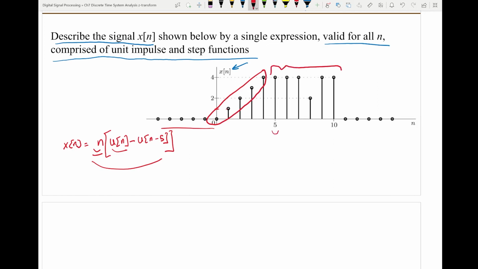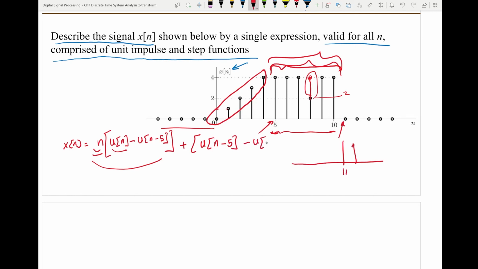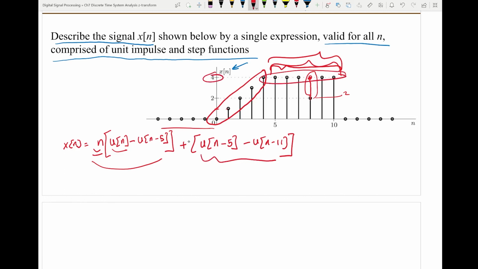Well, this portion looks like a unit pulse that starts at 5 and ends at 10, except this one doesn't equal 4, it equals 2. So let's assume it equals 4, and let me generate this. Then I will subtract this portion from whatever signal this is. So then I can say plus a unit step function that starts at 5 minus a unit step function that starts at 11. And these will have amplitude 1, but this one has amplitude 4, so I'm going to multiply it by 4.